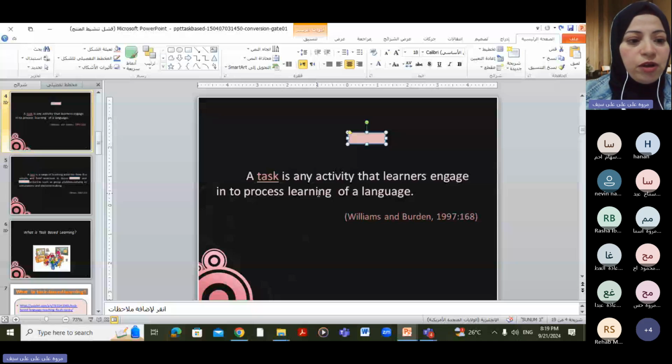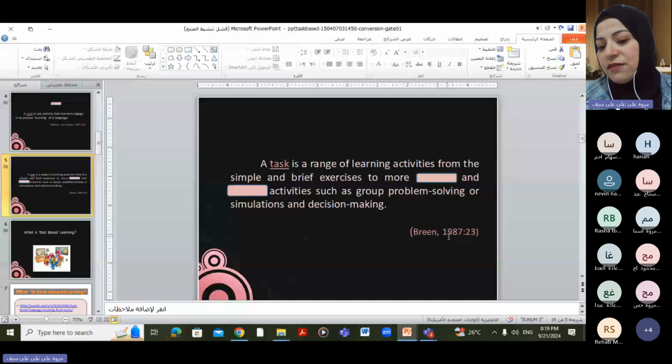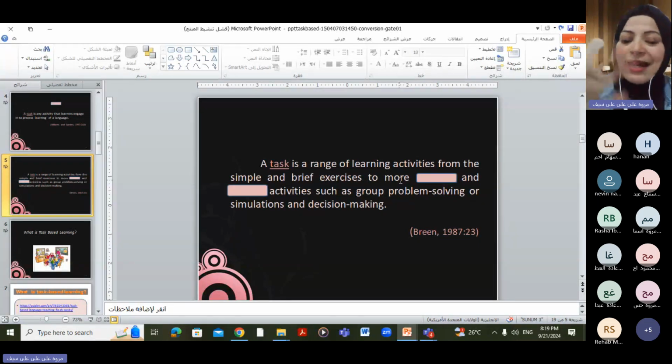Very good. And what about the other definition? Let's have a look at it. This definition is according to Breen in the year 1987, and it says a task is a range of learning activities, again activities, from the simple and brief exercises to more, what exactly, space and space activities.